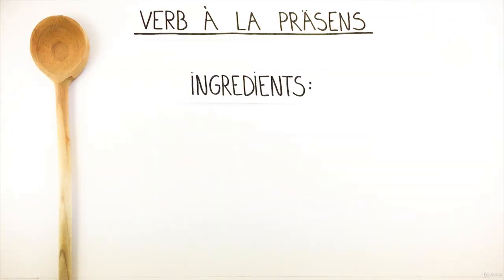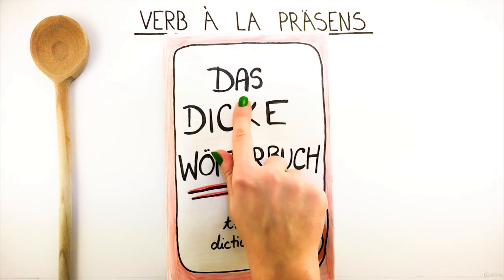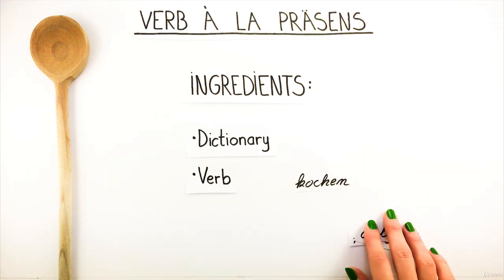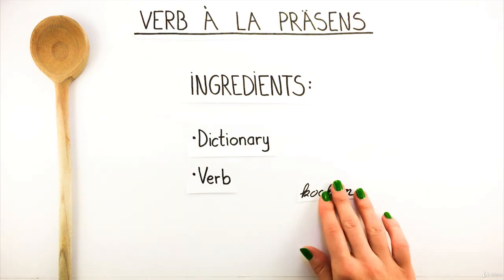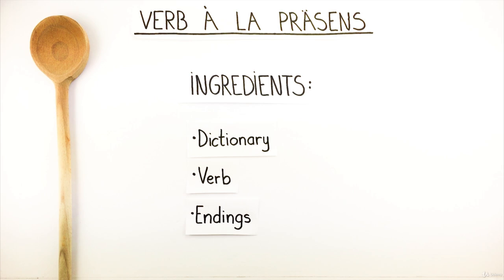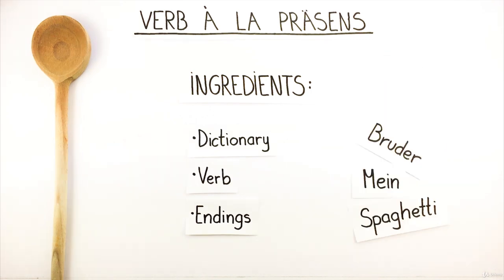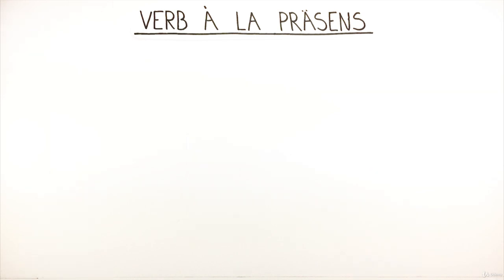First of all, you will need a big, thick dictionary, freshly picked verbs. If it's your first time cooking German, take an easy one. And the correct present tense endings. For beginners, it's best to just learn them by heart. Additionally, you will need a sharp knife or scissors and some other words of your choice.